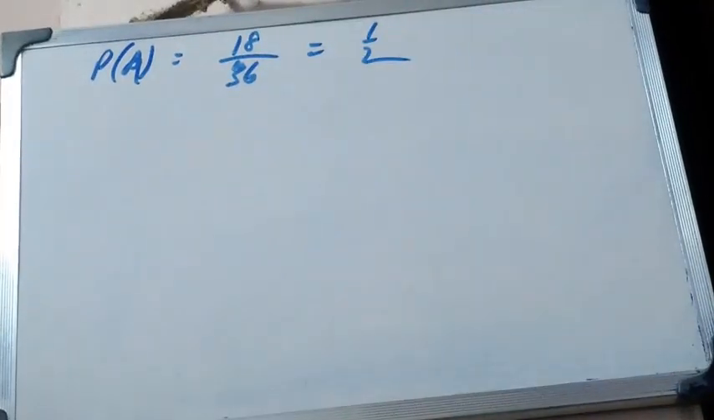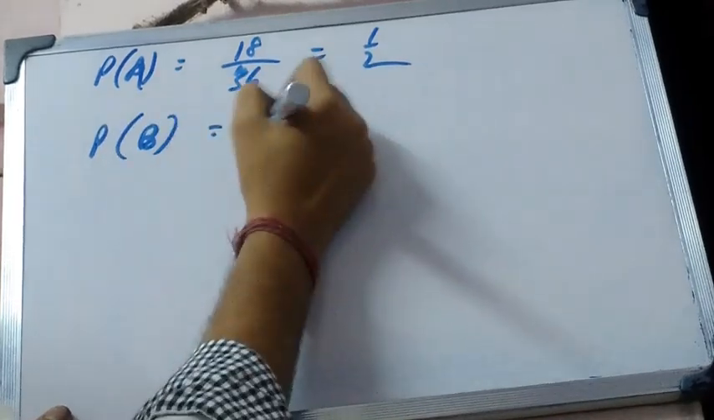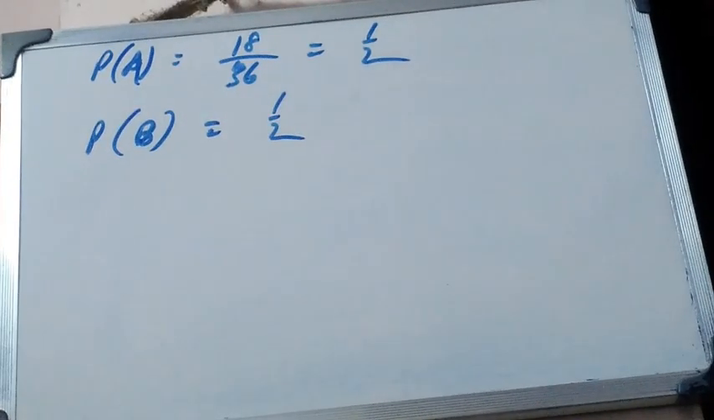That is 1 by 2. Now we have to find the probability of B. It is also 1 by 2 from the similar formula. Similar process, we can find that the probability of B is also 1 by 2.